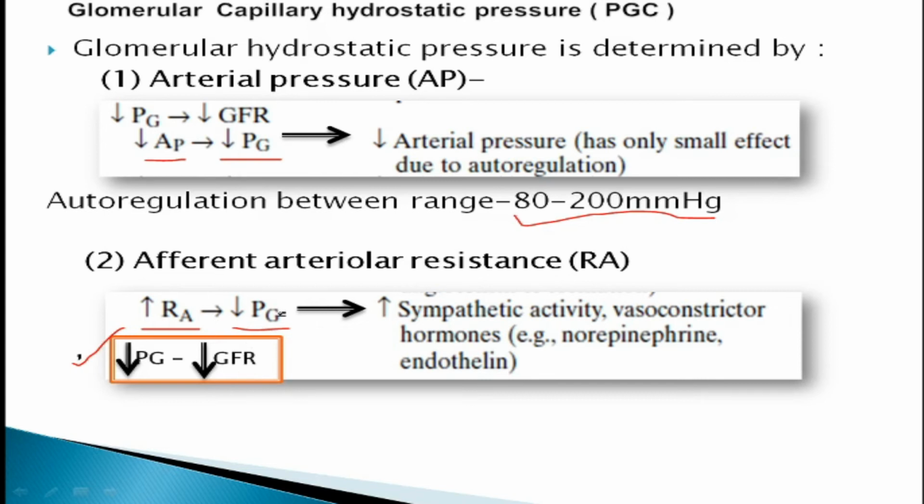This can be brought about by various vasoconstrictors and by increased sympathetic activity, which will cause vasoconstriction in the renal afferent arteriole.